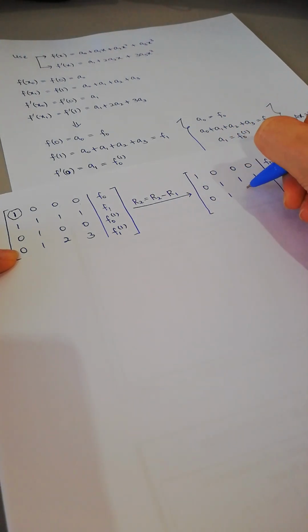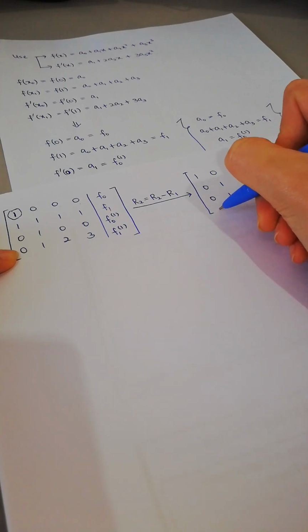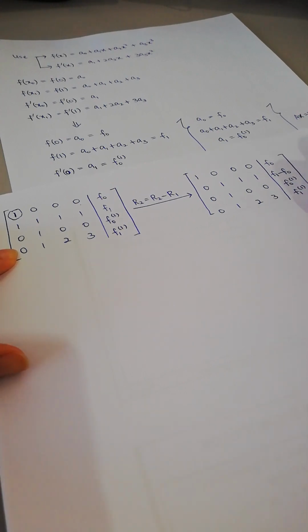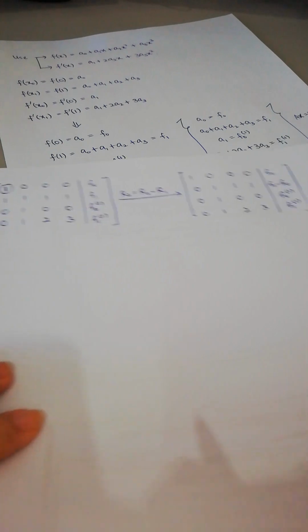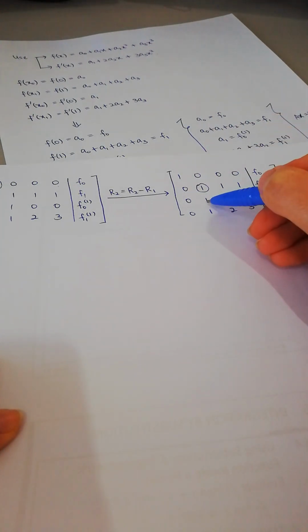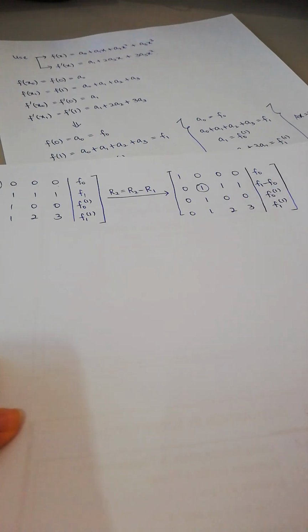So 0, 1, 0, 0, F0, 1. And then we have 0, 1, 2, 3. This is your F1, 1. Okay, you copy. Then you are done for the first operation. So the next one, this is your pivot, and then you want to change this one and this one into 0. So then you continue.